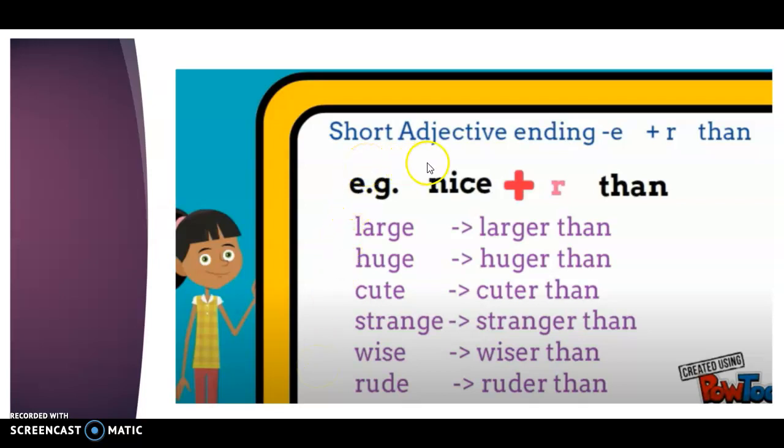And here we have the spelling rule. With short adjectives ending in E, we need to add only letter R plus the word than. Large becomes larger than. Huge, huger than. Cute, cuter than. Strange, stranger than. Wise, wiser than. Rude, ruder than.